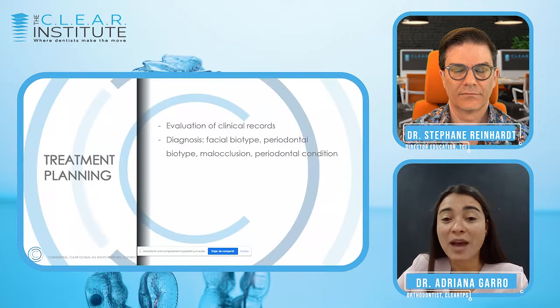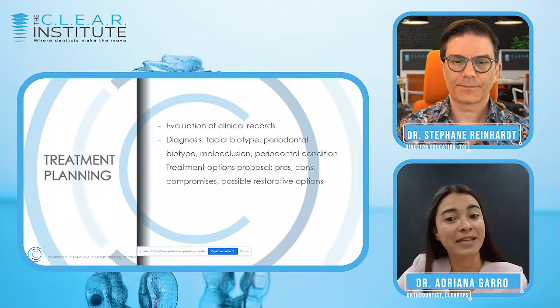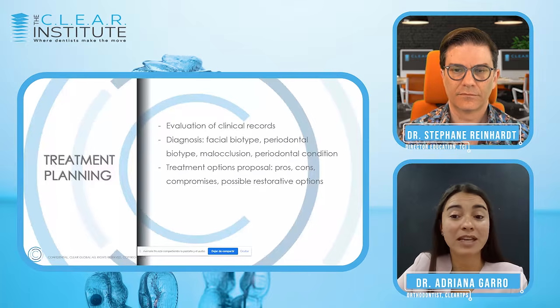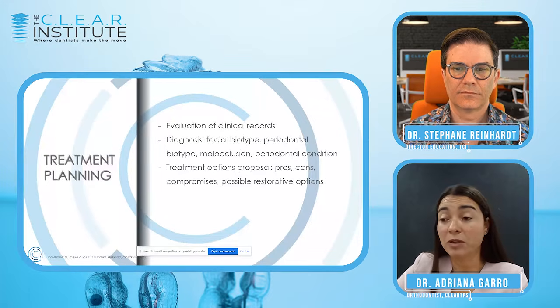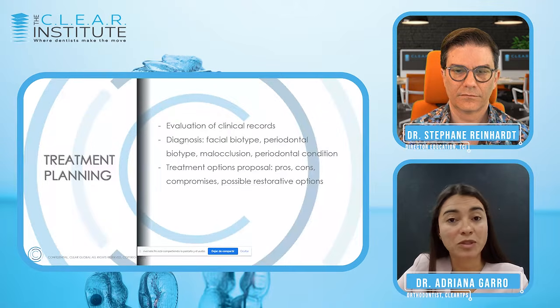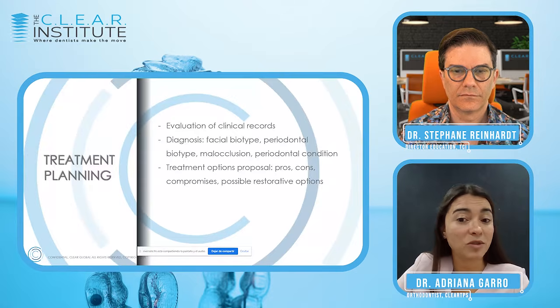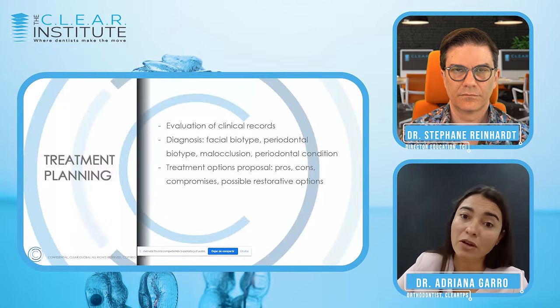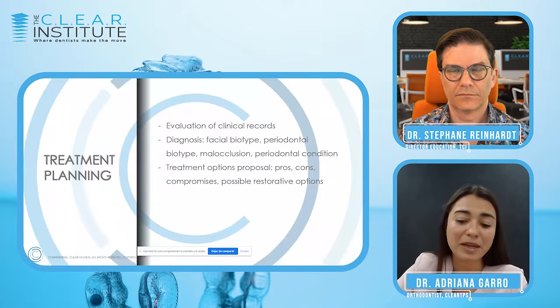Now, when you have evaluated these things, then you can start writing down what options you can do. There could be different treatment planning options: extraction versus IPR, distalization versus a vertical jump or an anterior-posterior jump. There could be restorative options as well. And each different option is going to have pros and cons, along with possible compromises.